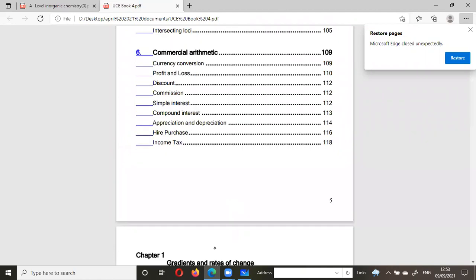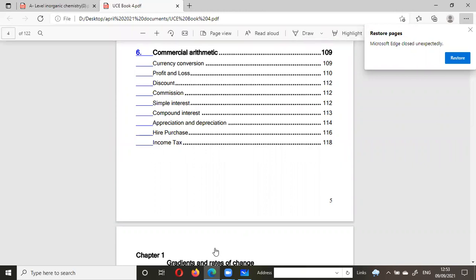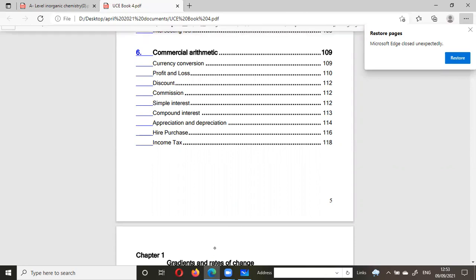So appreciate that. We're looking at income tax. This is all commercial arithmetic. When I say commercial arithmetic, this is all business mathematics: currency, profit and loss, discount, commission, simple interest, compound interest, appreciation, hire purchase, all those. So let us look at this, page 188.